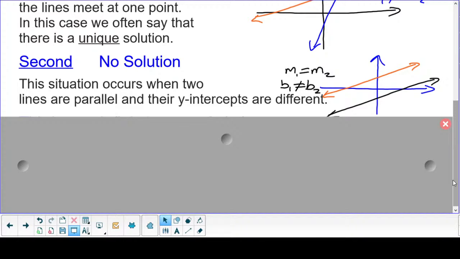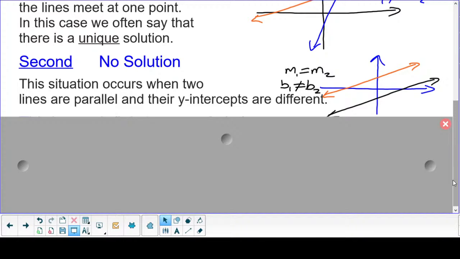Okay, so what's the other possibility? We've got one solution. We've got no solutions. What's the other possibility? I'm going to have Ian answer it. Abby, you're going to confirm if his answer is right. Is it parallel lines with the same y-intercept? And then how many solutions are we going to have? Two. Three? What do you think, Abby?